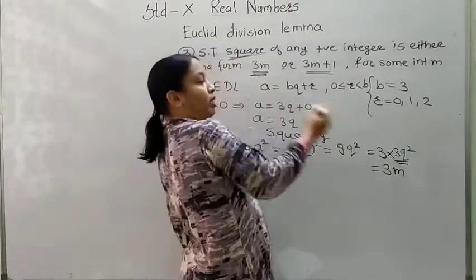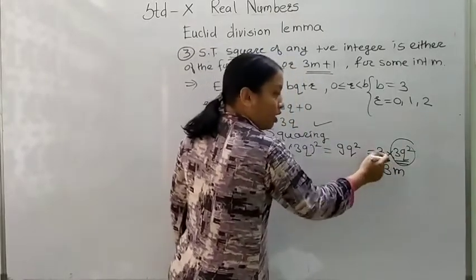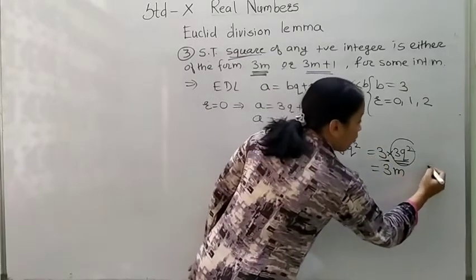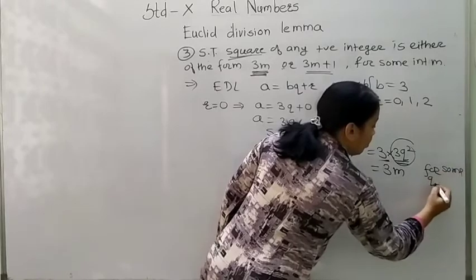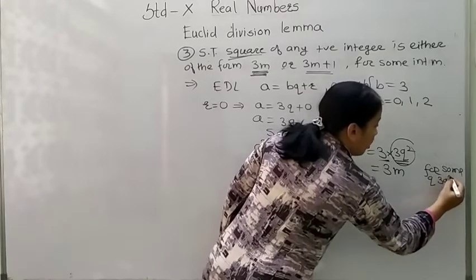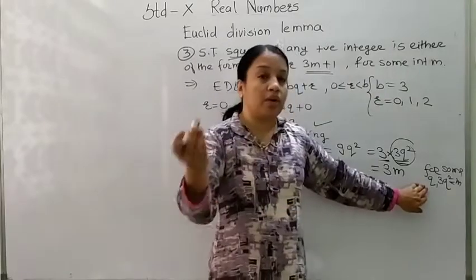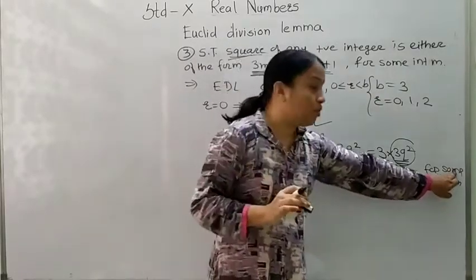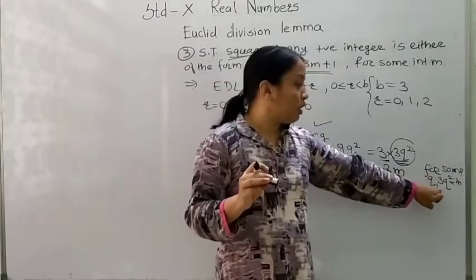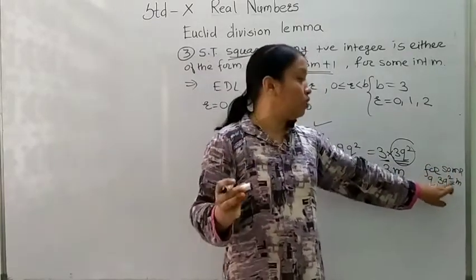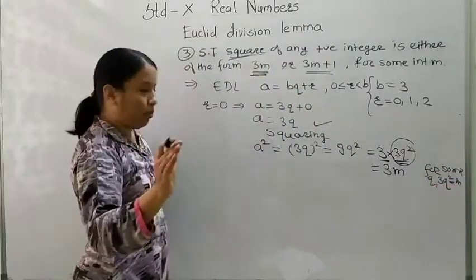According to the condition, we want 3 here, so I have taken out the 3. Therefore, you have to write for some q, 3q square is equal to m. For some q, not for every q. This is very important, because not for every q are you always taking m. You are just denoting 3q square equal to m, for some integer, not for every integer.